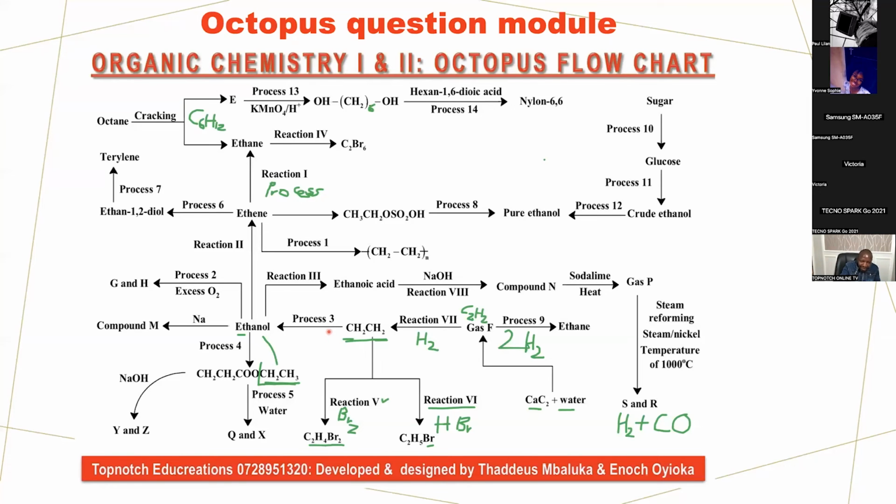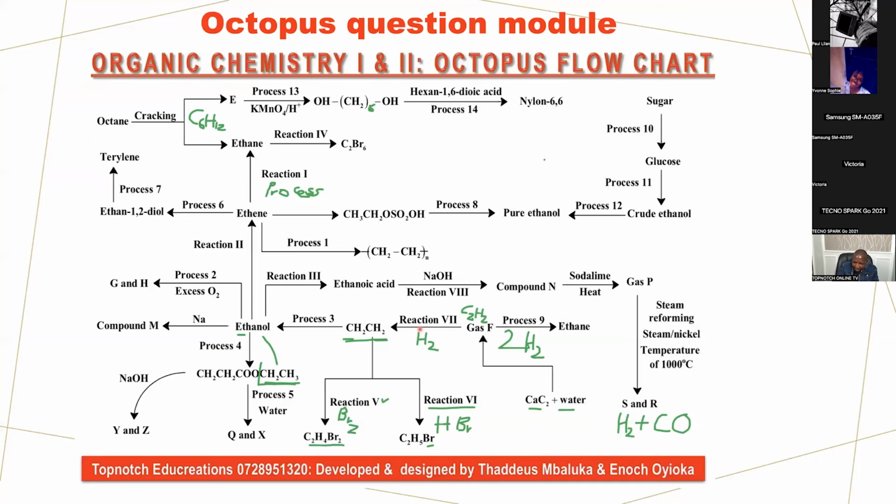It requires a temperature of 300 degrees Celsius. It requires a pressure of 60 atmospheres. 60 or 70, 80. It is 60 to 80, so 70 atmospheres, 80 atmospheres. Here we also use phosphoric 5 acid as a catalyst.